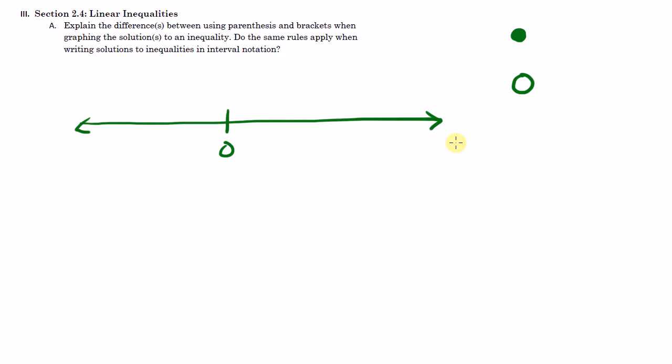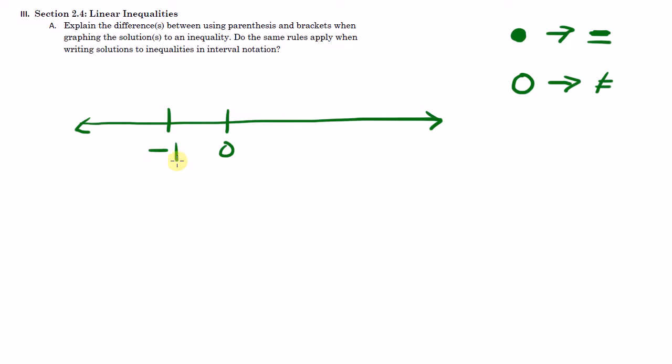So, when graphing on a line, we use closed dots and open dots. And basically this says that the solution is equal to that number. And this says the solution is not equal to that number.